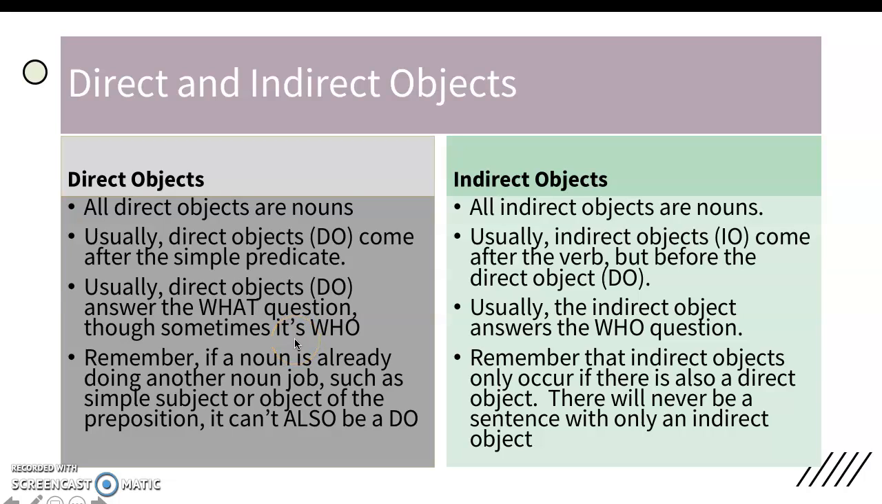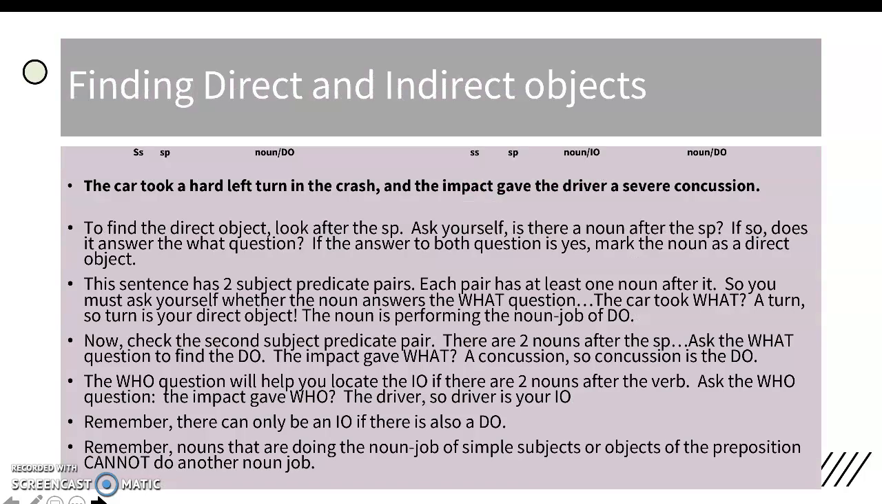Okay? And as always, remember, if a noun is already doing another noun job, like the object of the preposition or the simple subject, it cannot also be a direct object. Nouns can only perform one job in a sentence. So let's put this into practice and see if we can find some direct and indirect objects.